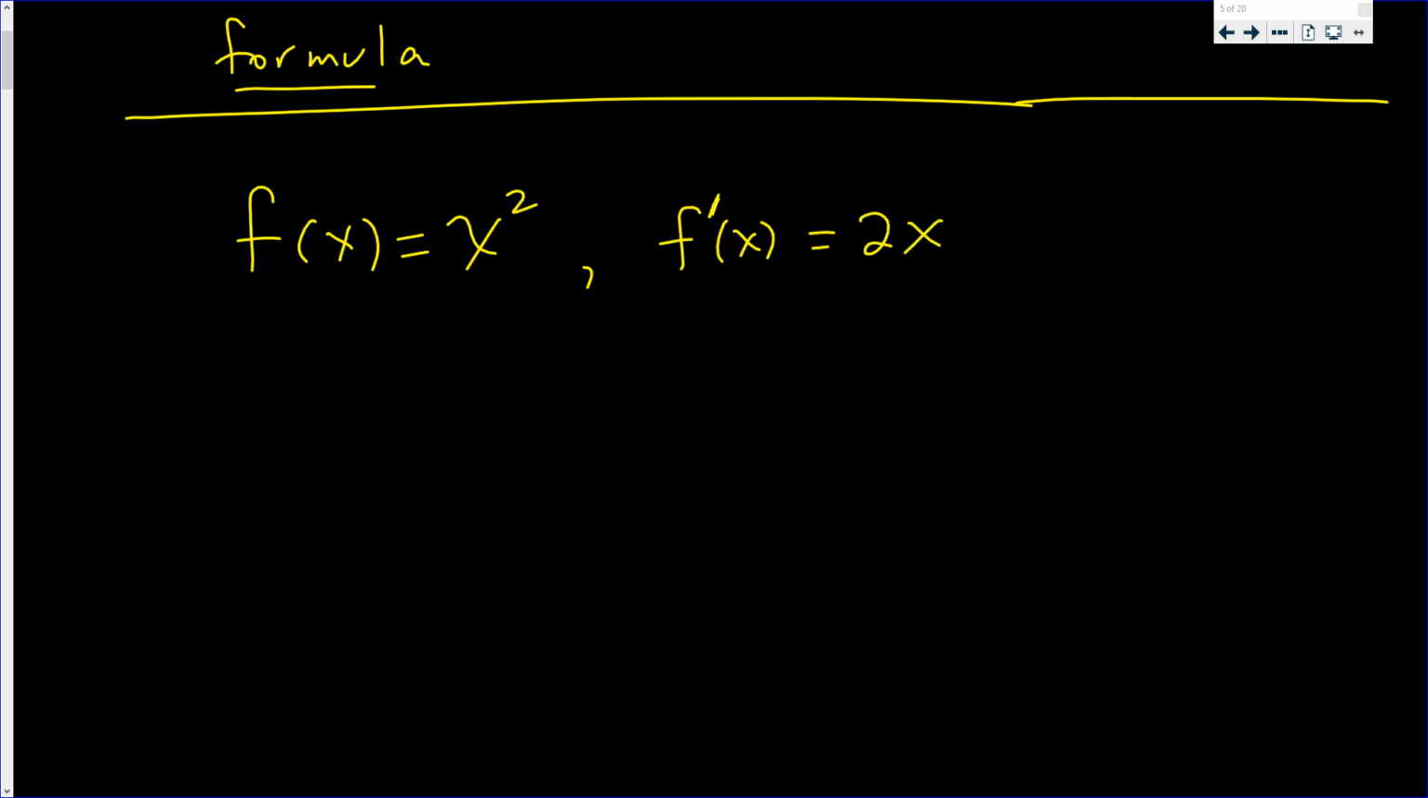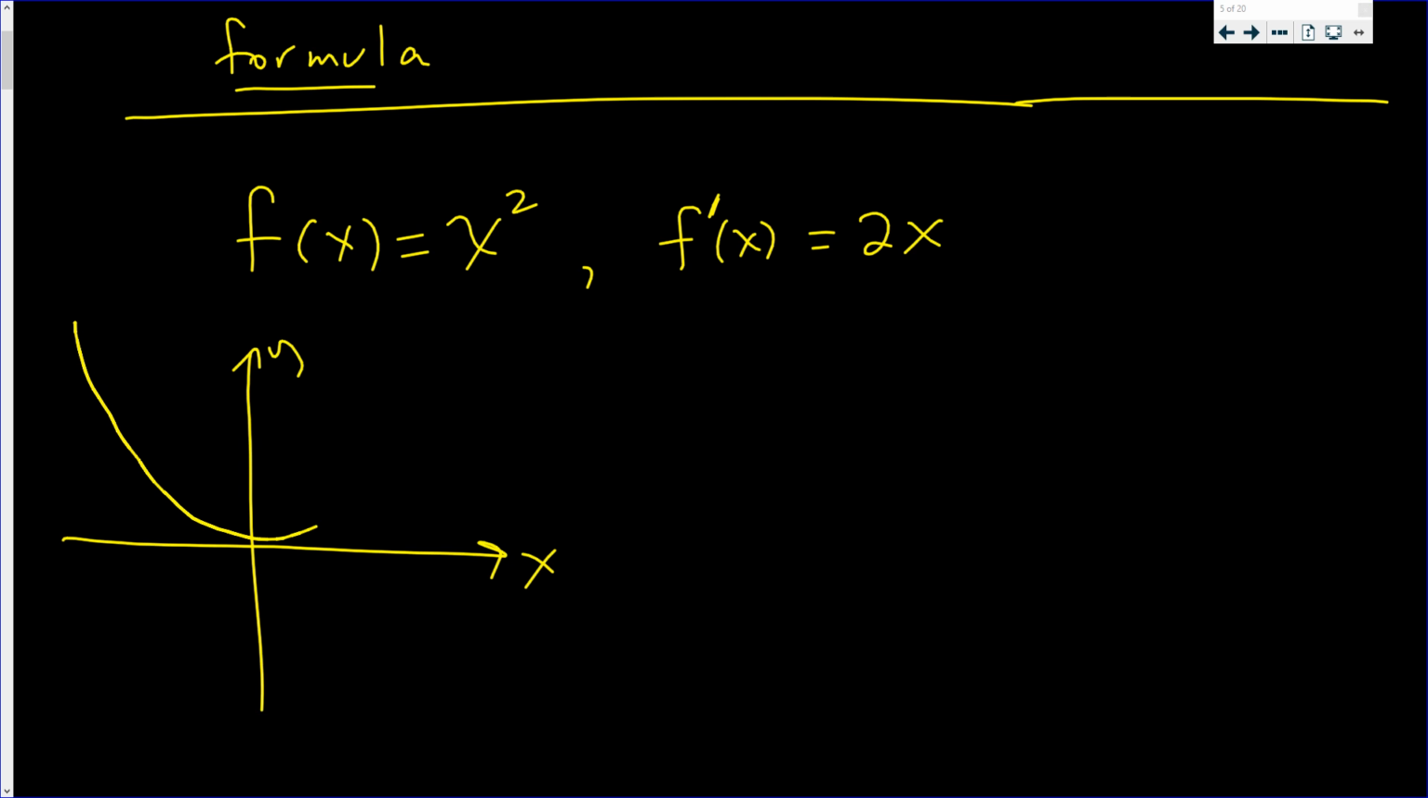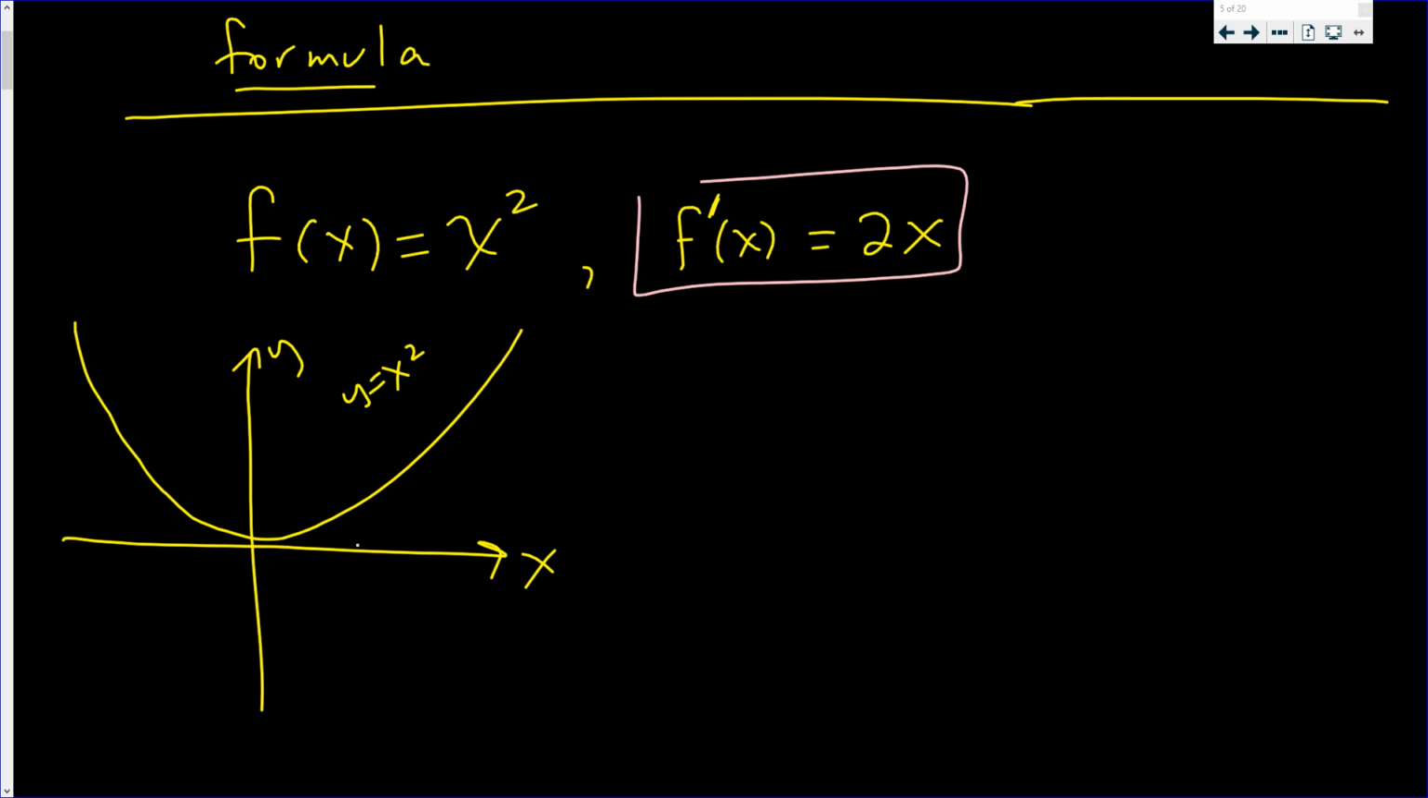So here is the x and y axis. And here is the curve y is equal to x squared, or f of x equals x squared. The derivative formula gives you the slope at any point on the curve. For example, when x is 1, the slope of this tangent line, m for slope, is the derivative at 1, which is 2 times 1, or 2.